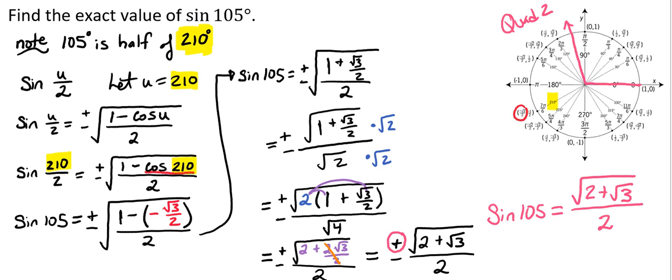So that tells us that the sine of 105 is radical 2 plus radical 3, all divided by 2. And that's our final answer.